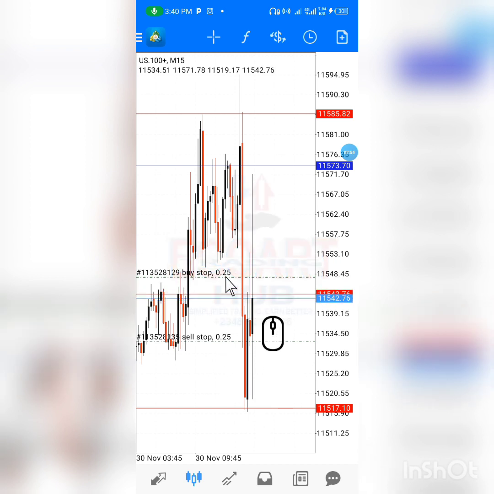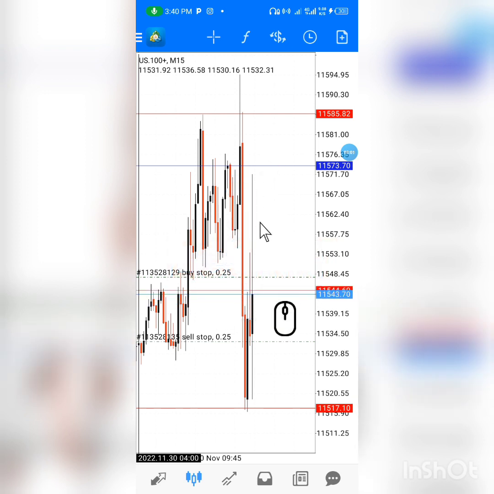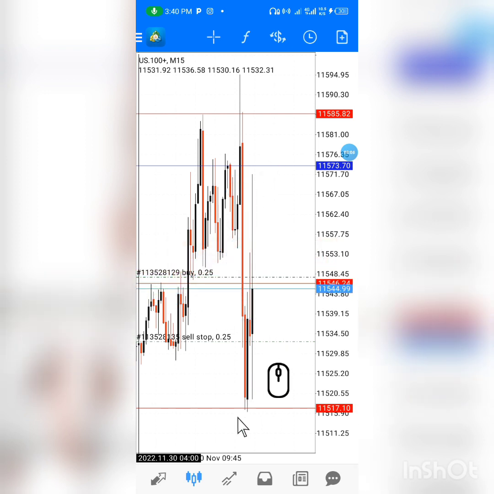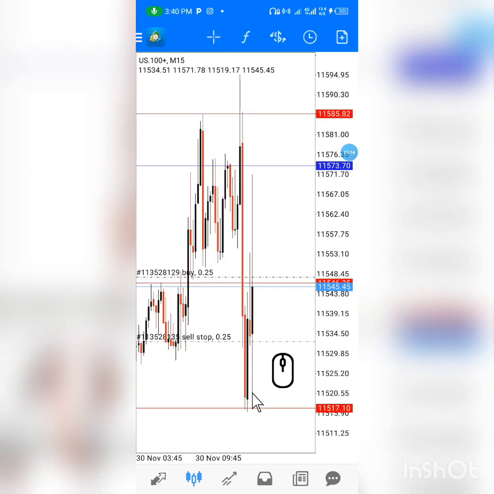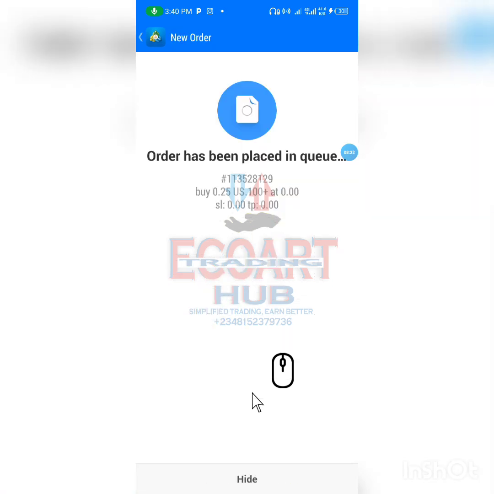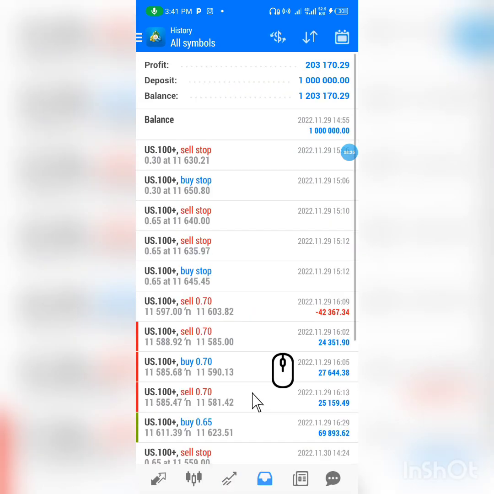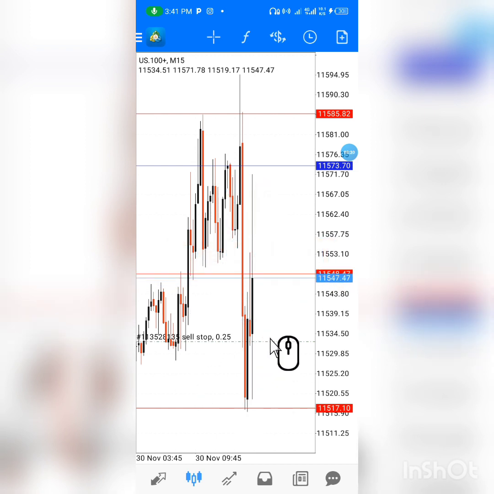So with the buy stop, you're expecting the market to buy off from those points so you can make profit. And as for the sell stop, you're expecting the market to sell from this point so you can make profit. So our buy stop has been triggered. This is what happens when your trade is triggered. We're expecting the market to keep buying so we'll make profit. Okay. That's a loss. So once this is triggered, it will turn into a sell.